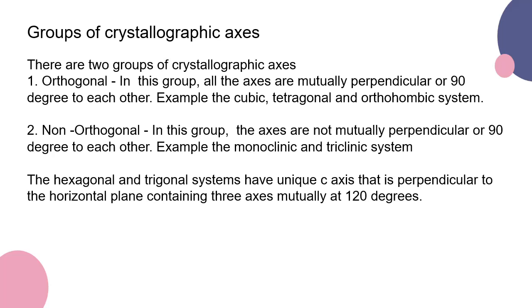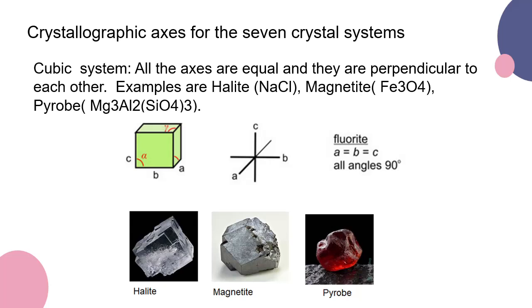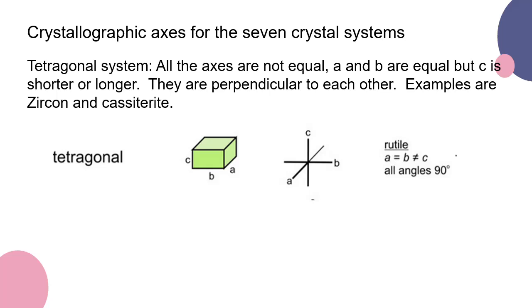The hexagonal and trigonal systems have a unique z-axis that is perpendicular to the horizontal plane containing 3 axes mutually at 120 degrees. Cubic system: all the axes are equal and they are perpendicular to each other. Examples are halite, NaCl, magnetite, garnet. Tetragonal system: all the axes are not equal; A and B are equal but C is shorter or longer. They are perpendicular to each other. Examples are zircon and cassiterite.